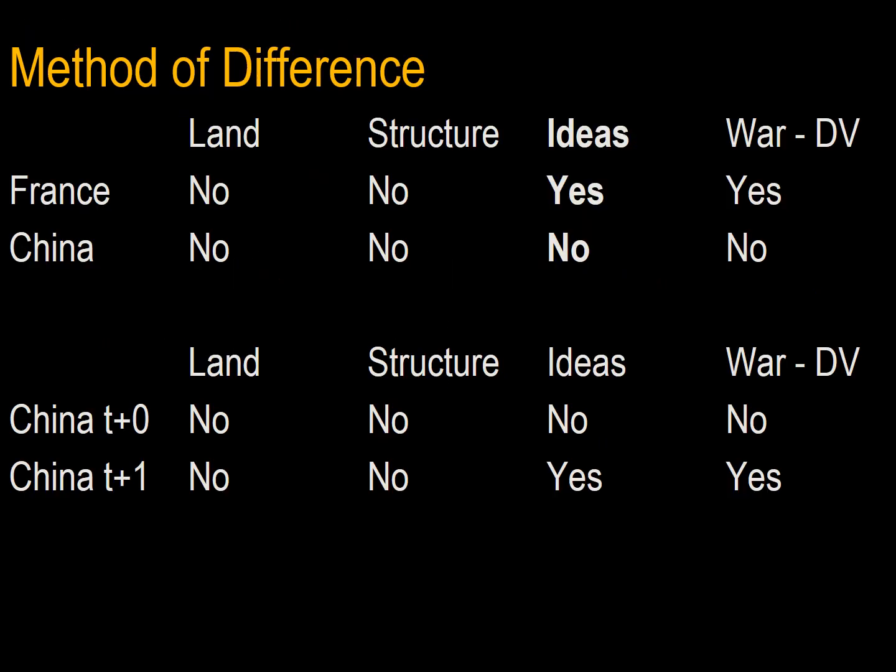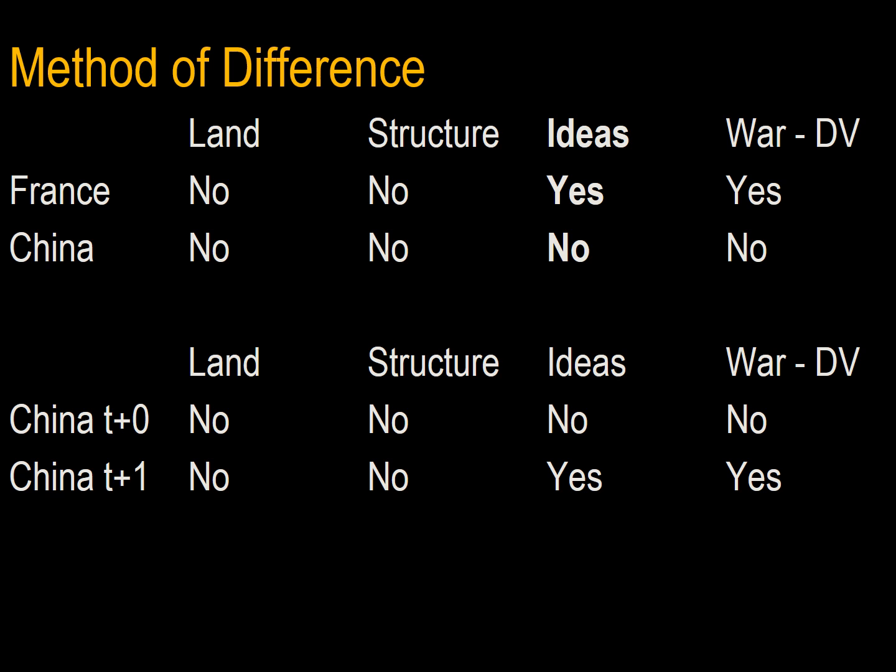Here you see another application of the method of difference. You could imagine France and China, sort of an arbitrary case I made up, and whether they're going to go to war. In the particular instances that are being looked at, France and China both didn't go to war for land. They both didn't go to war because of the structure of their governments. It does seem that there were differences between them on ideas that correlated with the wars when the wars actually occurred. And so this tells us that ideas or ideology or political culture mattered more.